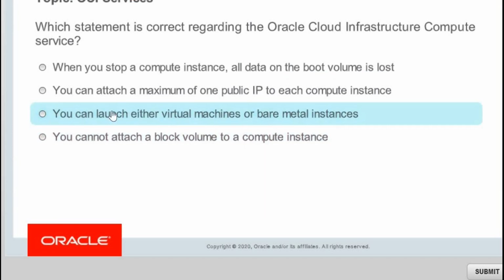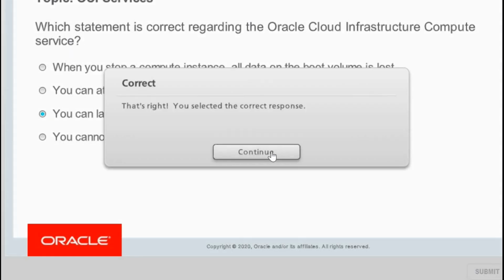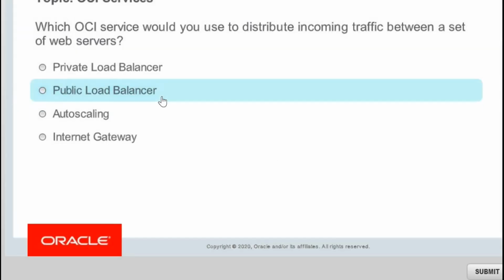So I select the right answer: you can launch either a virtual machine or a bare metal. Only one thing we can select. So I go with this option and I press the submit button. And that is also right. Perfect. I press continue. Which OCI service would you use to distribute incoming traffic between a set of web servers?